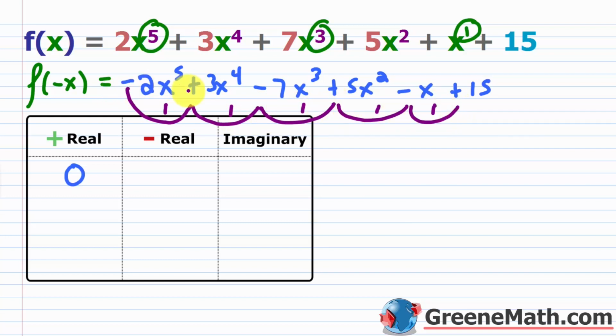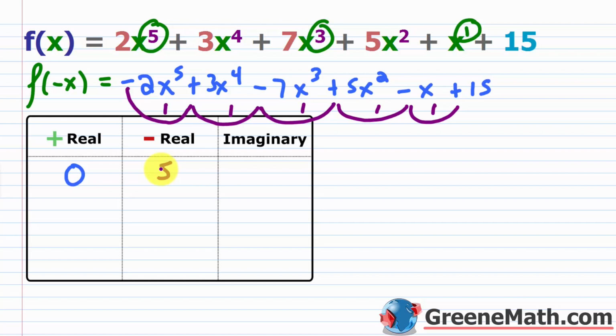So we went from negative to positive, so that's 1. Positive to negative, that's another one. Negative to positive, that's another one. Positive to negative, that's another one. And negative to positive, that's another one. So you got 1, 2, 3, 4, 5. So we're going to put a 5 here for the possible negative real solutions.